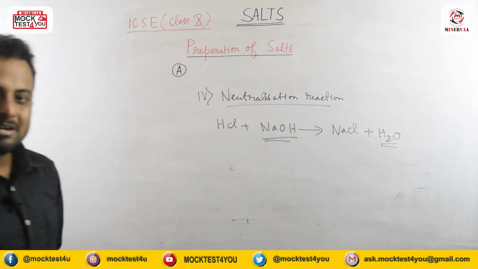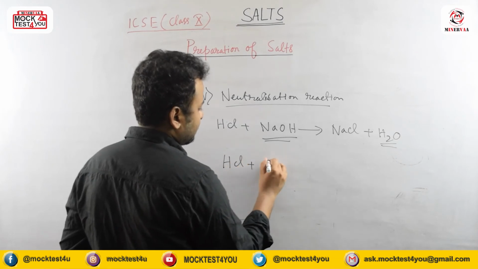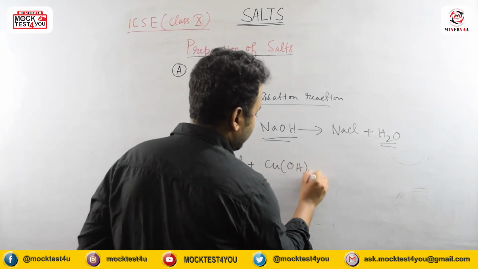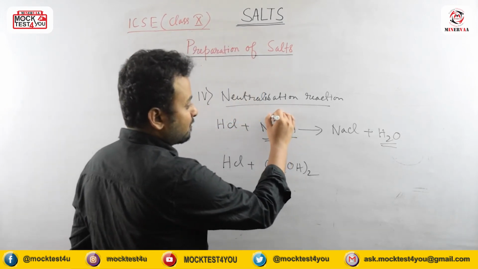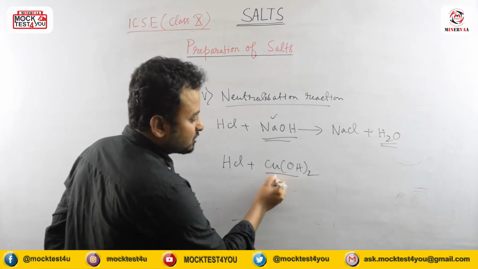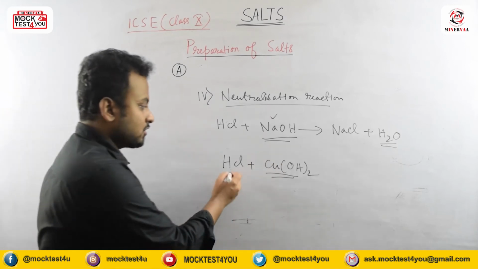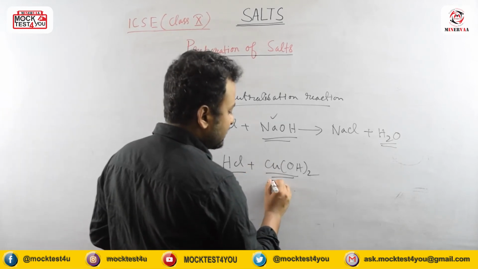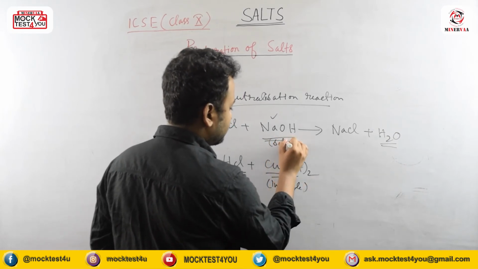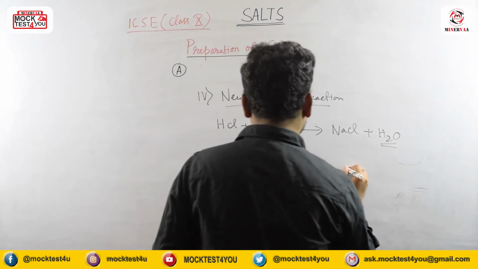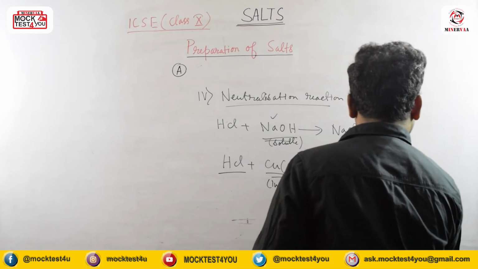But some bases are there which are not water soluble, like HCl can react with copper hydroxide, which is not soluble. In the last class we studied that the bases which are soluble are alkali and bases which are not soluble are non-alkaline bases. They are simply bases, not alkali. So HCl can also react with insoluble bases to produce CuCl2. A salt will be produced and water will be produced.